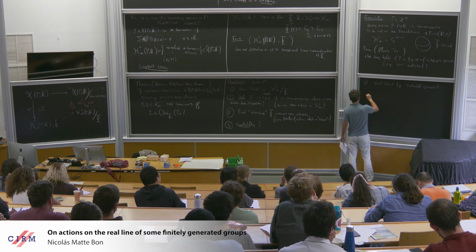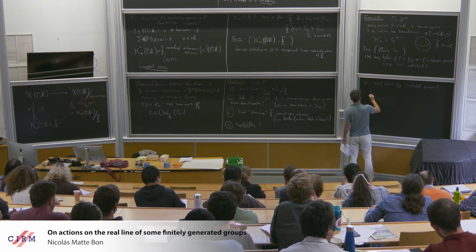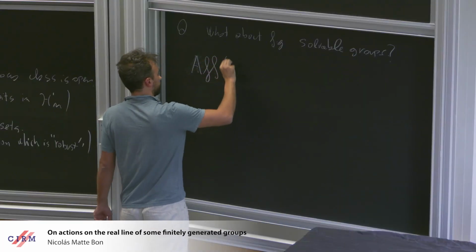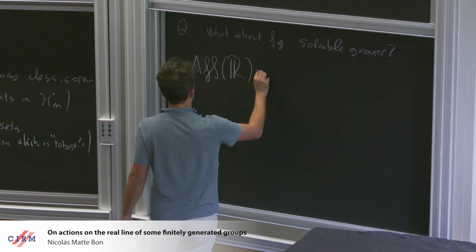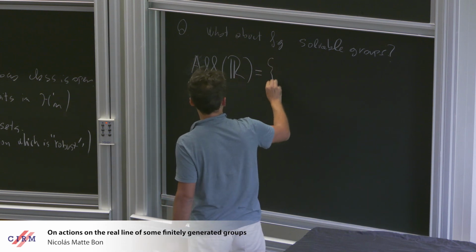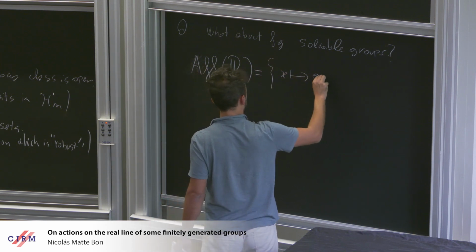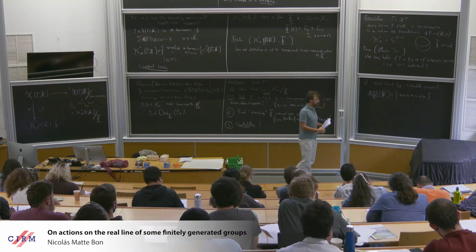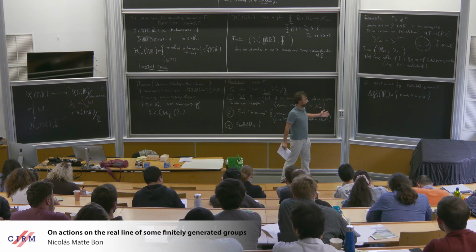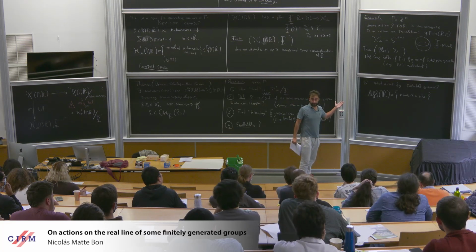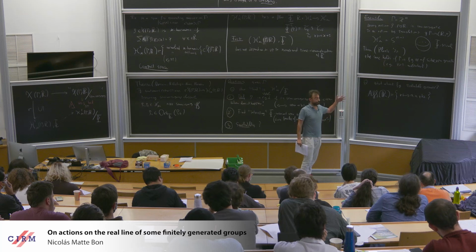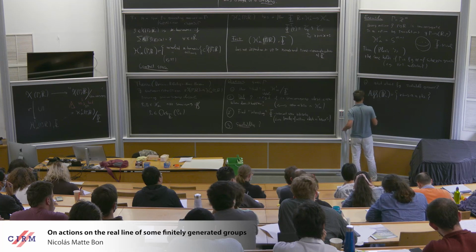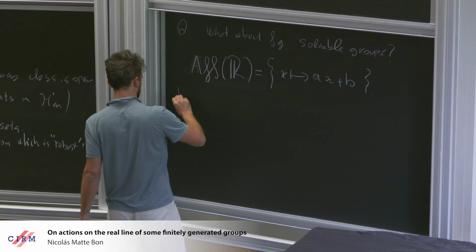So the main example is, well, you can look at the group of homotheties and affine transformations of the real line, which is a metabelian group, and it has many finitely generated interesting subgroups. So there are many solvable groups that act on the line, not by translations, but by affine transformations. And so Plante speculated around the following question.